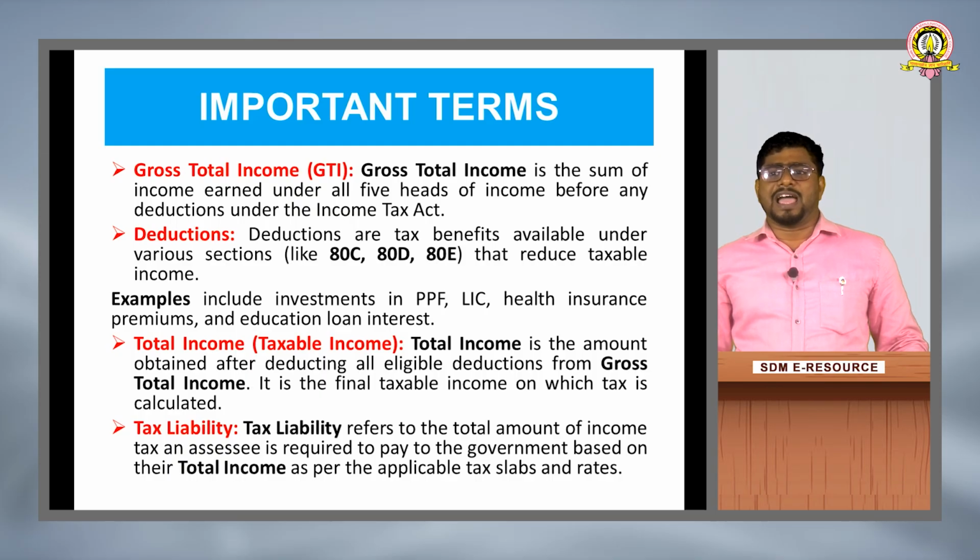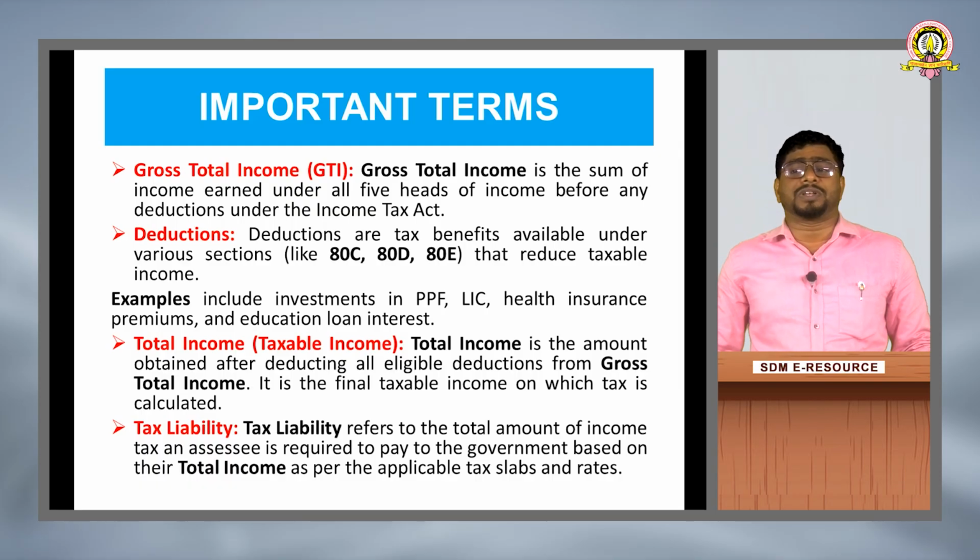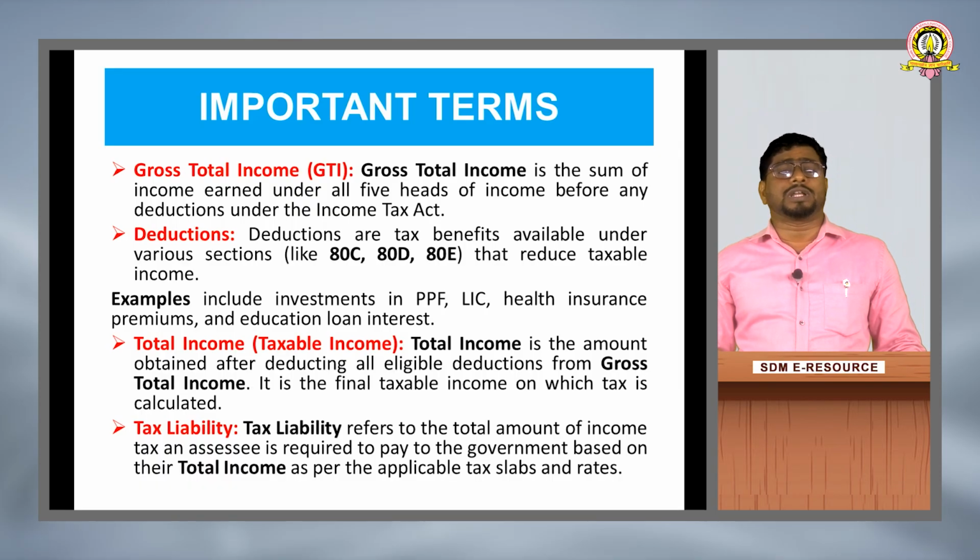Next one is tax liability. Tax liability refers to the total amount of income tax an assessee is required to pay to the government based on their total income as per the applicable tax slabs and rates. In simple, tax liability is the total amount of tax paid to the government as per the total income or taxable income.